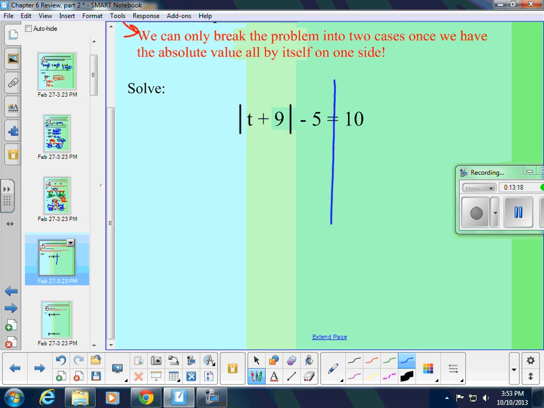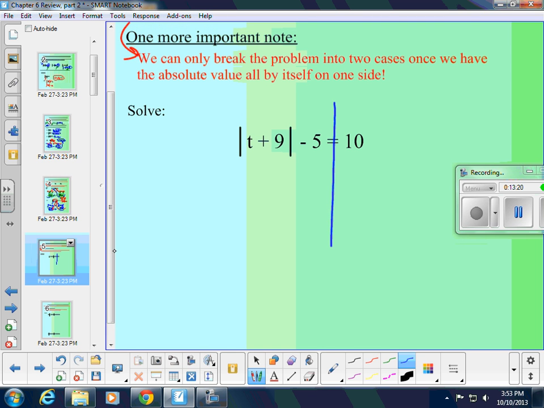The nice thing about absolute value, though, is we can get it by itself on one side, just like you solve for a variable by itself on one side. Like let's say I had x minus 5 equals 10, and I said solve this equation, get x by itself. Well, what would you do? You'd add 5 to both sides, and I get x equals 15. So I can do the same thing here.